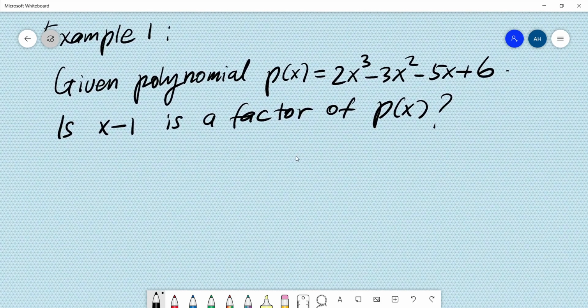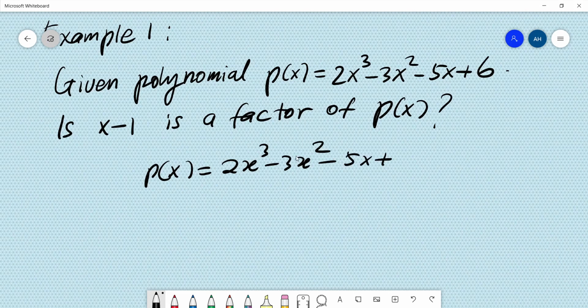What we have to do is we have to check P(c). So let's write down again P(x) down here. P(x) equal to 2x cubed minus 3x squared minus 5x plus 6. Now let's find out what is P(c). c in this case is equal to 1. So what is P(1)?